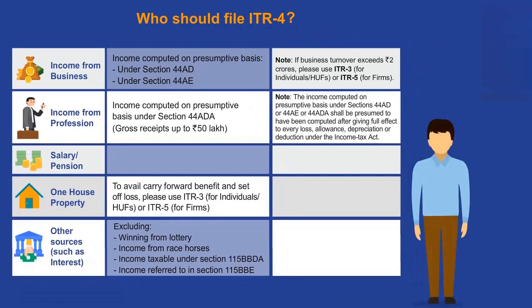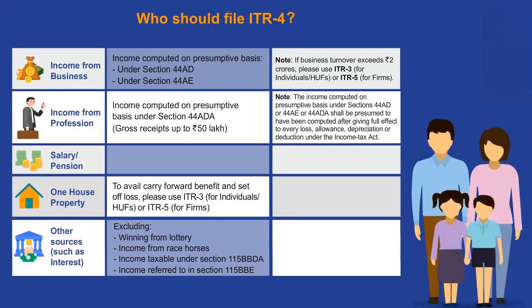In cases where the income of another person like a spouse or minor child is to be clubbed with the taxpayer's income, ITR 4 can be used only if the clubbed income falls into the income categories mentioned earlier.